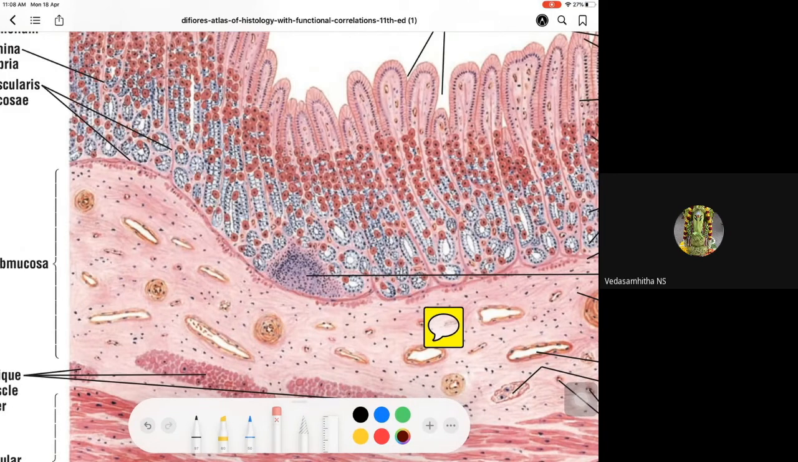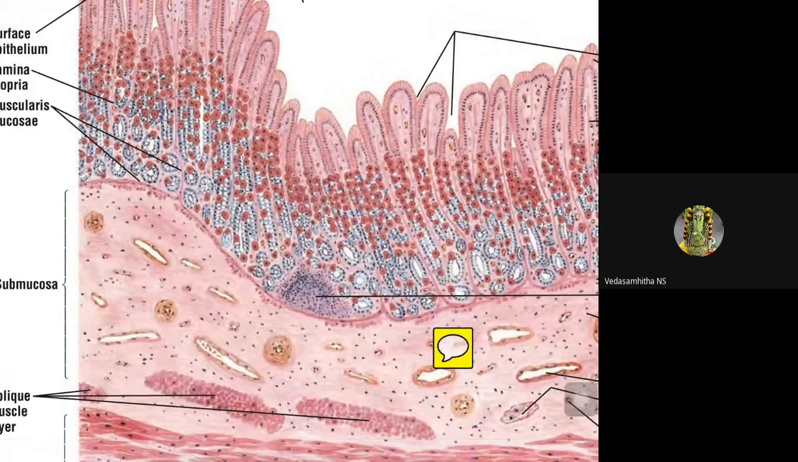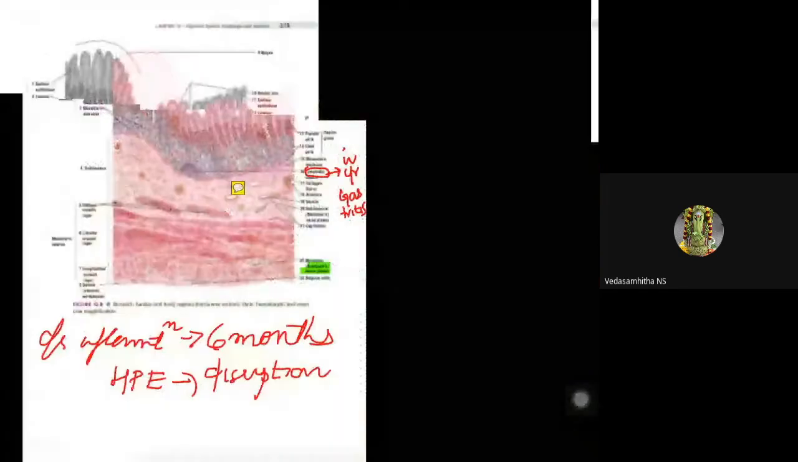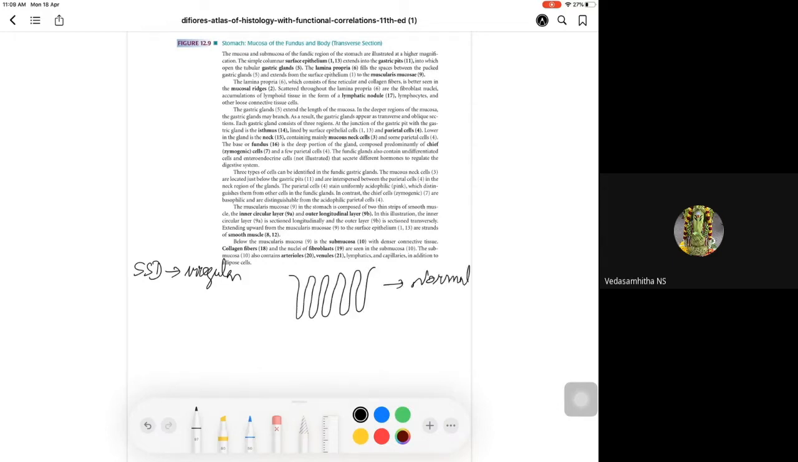What is the role of plasma cells in the GI tract? Remember, we talked about it. Secretory IgA. Yes, secretory IgA, which is disrupted. If you want to show it in a cartoon way, this is normal. What happens in chronicity? There will be branching of the glands. Can you see the difference?